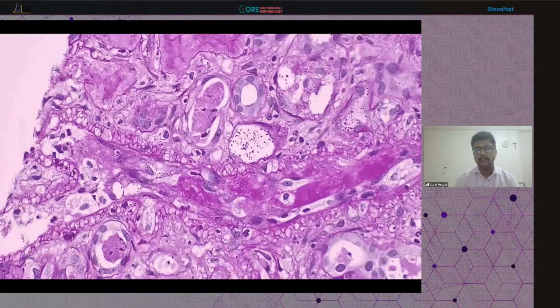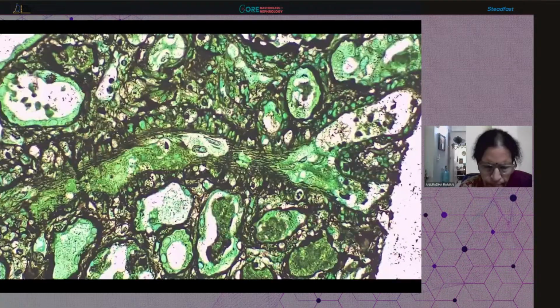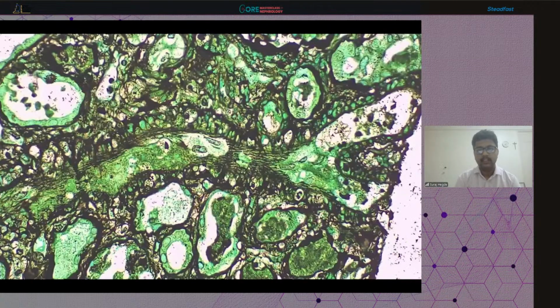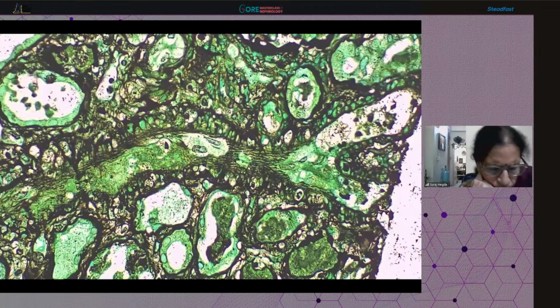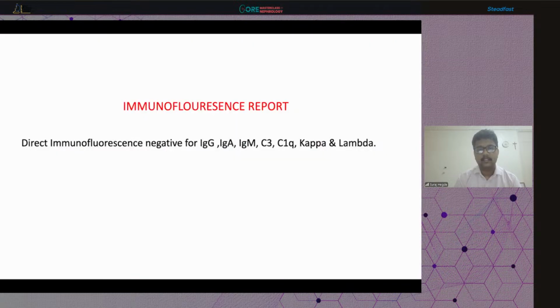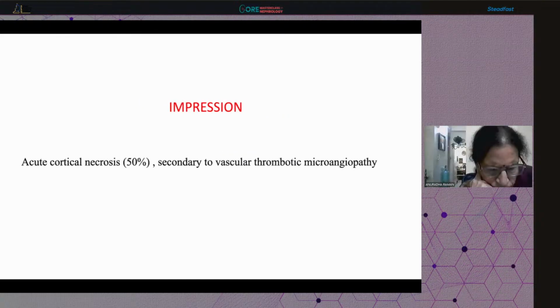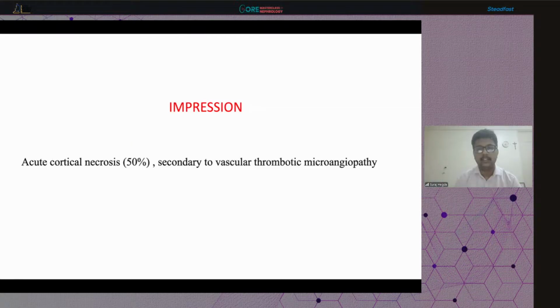This slide mainly shows interlobular arteries with thrombosis with denuded endothelial cells, and again the tubules showing granular casts. And this is the silver staining, which again shows similar findings as seen in the PAS. The immunofluorescence report was negative for immunoglobulin G, A, M, C3, C1q, kappa, and lambda. So the impression was acute cortical necrosis involving 50% of the parenchyma, secondary to vascular thrombotic microangiopathy.